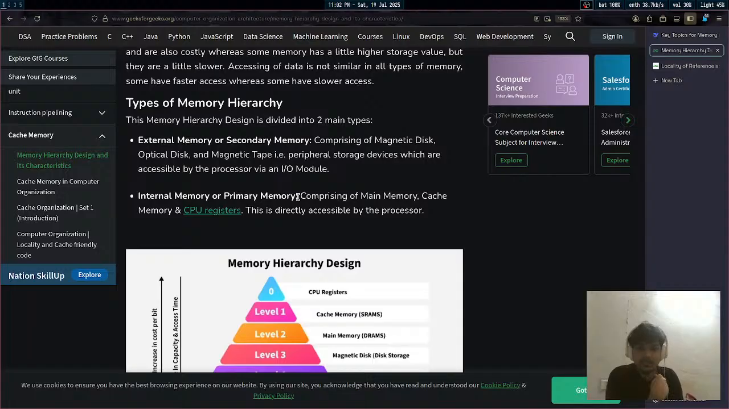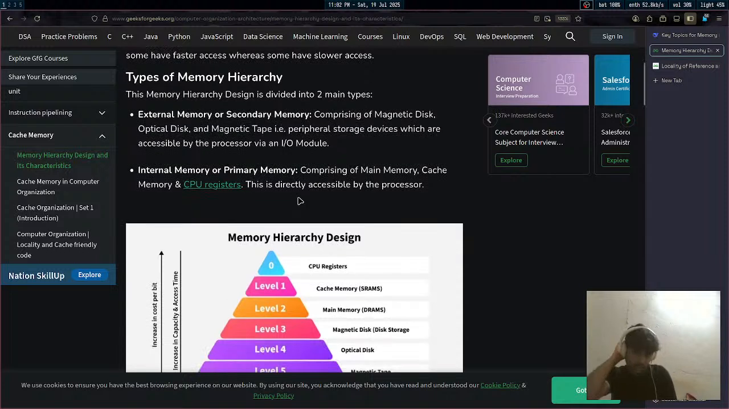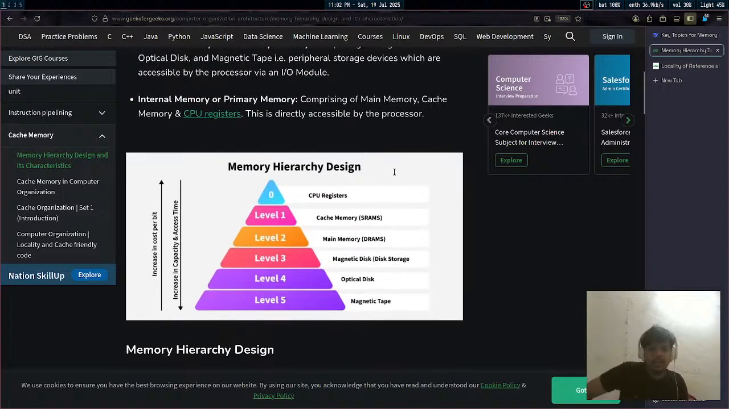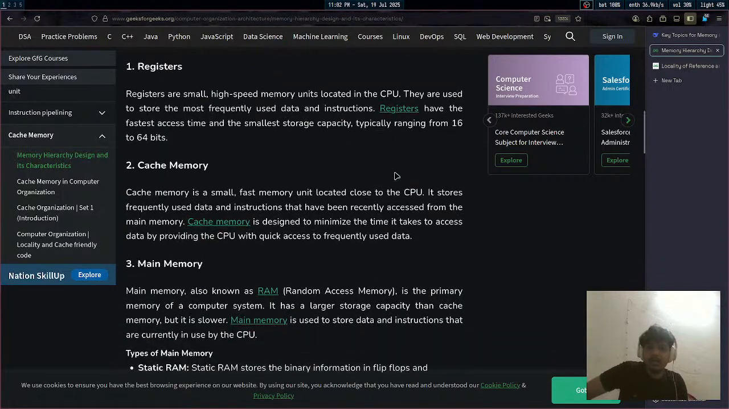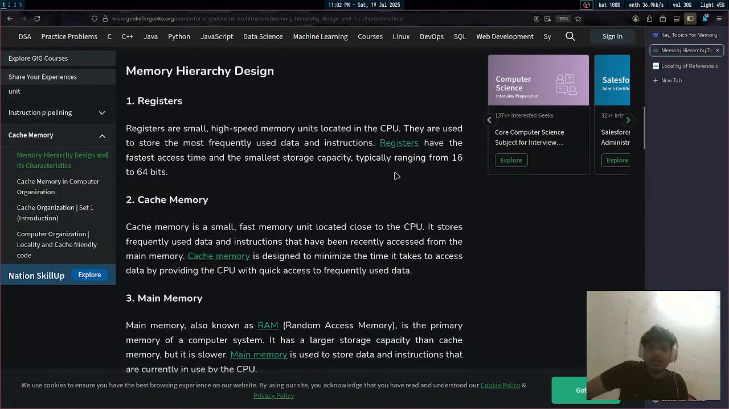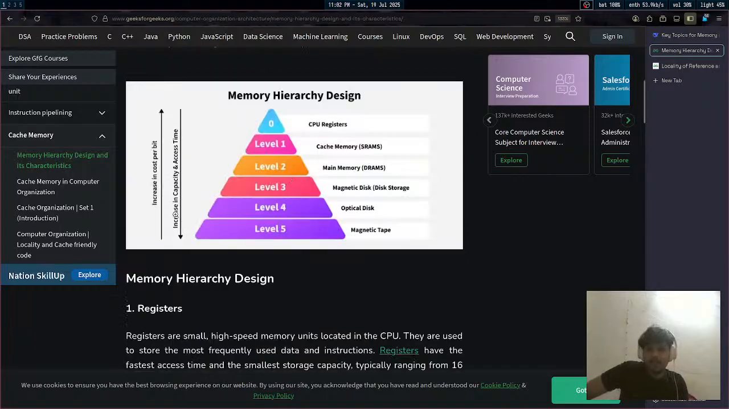Okay, yeah, got it. This will probably be RAM, registers. RAM is meant by this, obviously cache and CPU registers here. Memory hierarchy design. Okay, let me look into this one. Increase in capacity and access time, and increase in cost per bit. Yeah, it probably answers that.